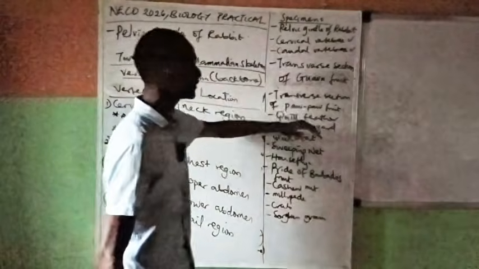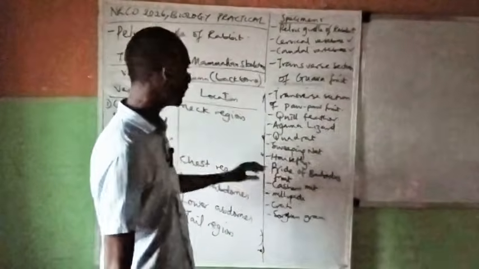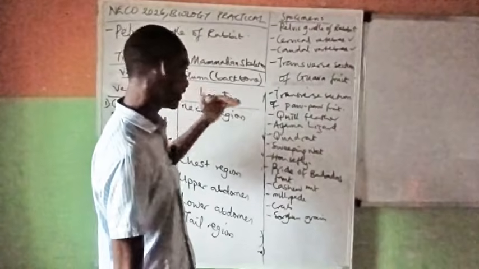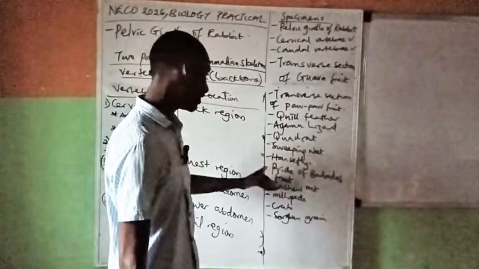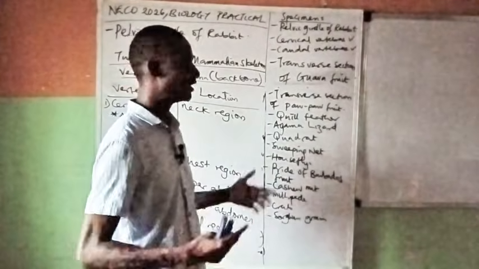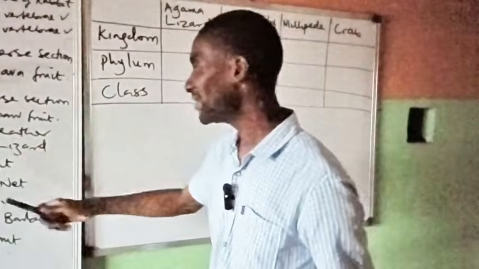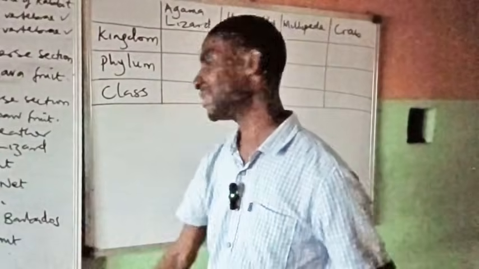Now I haven't done that. Let us go quickly now. We're going to be looking at the animals that we have here. The agama lizard, the housefly, the millipede, the crab. What are the differences? What are the similarities between them? Let's look at that. Specimens we'll be talking about: agama lizard, housefly, millipede, and crab.